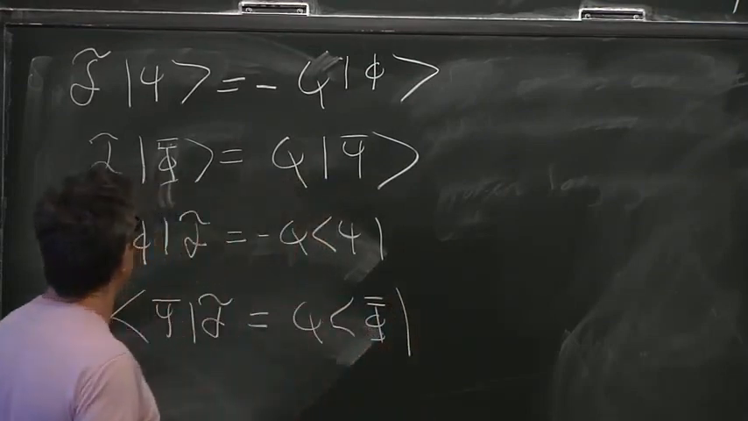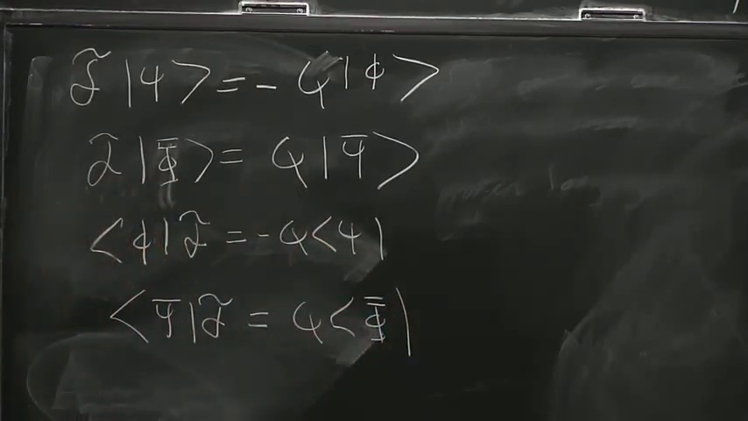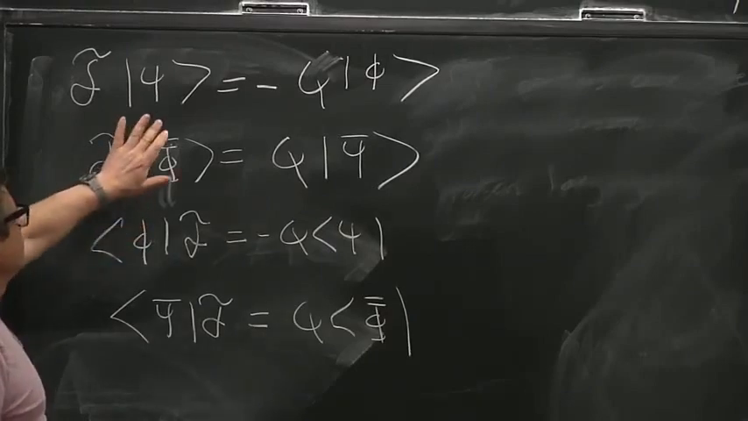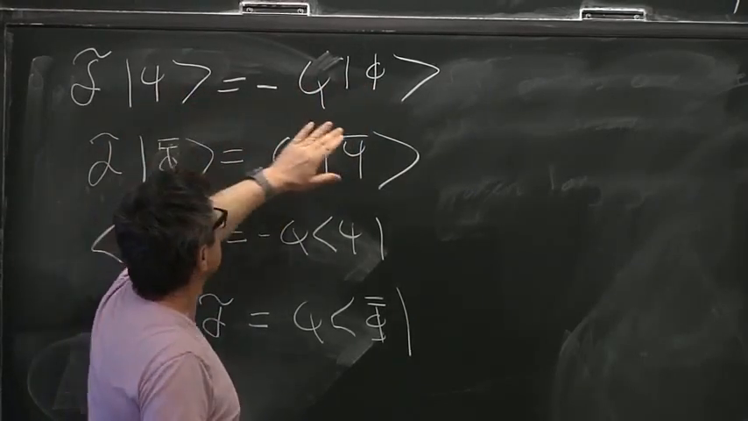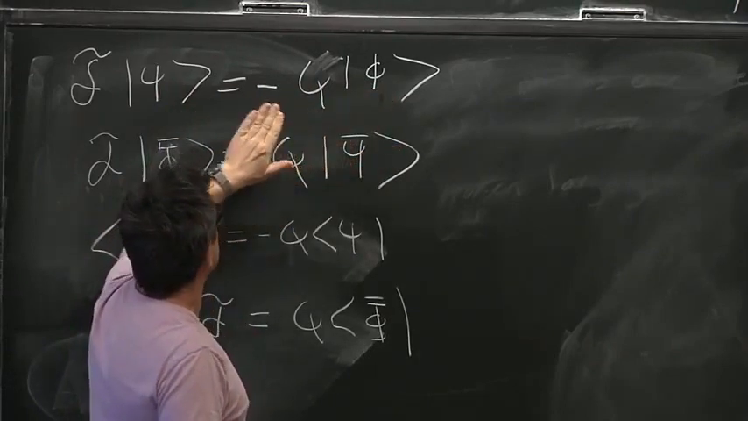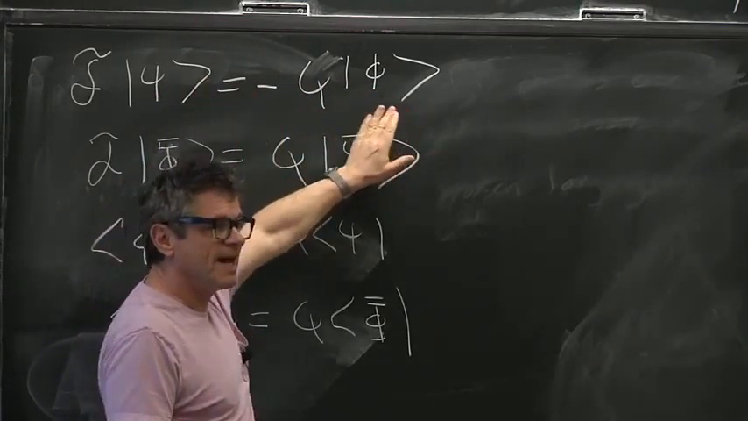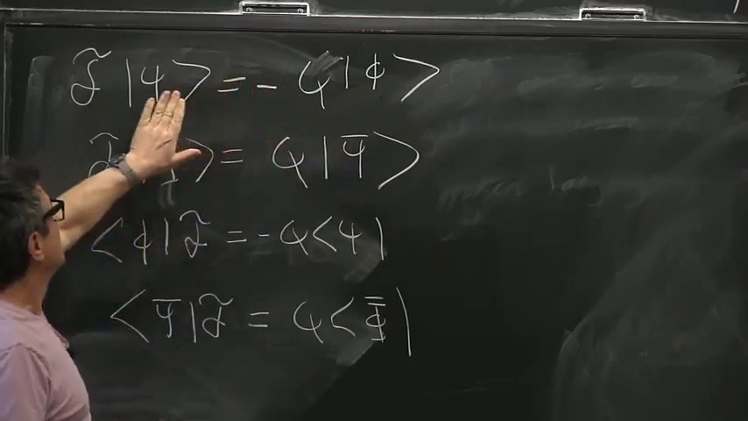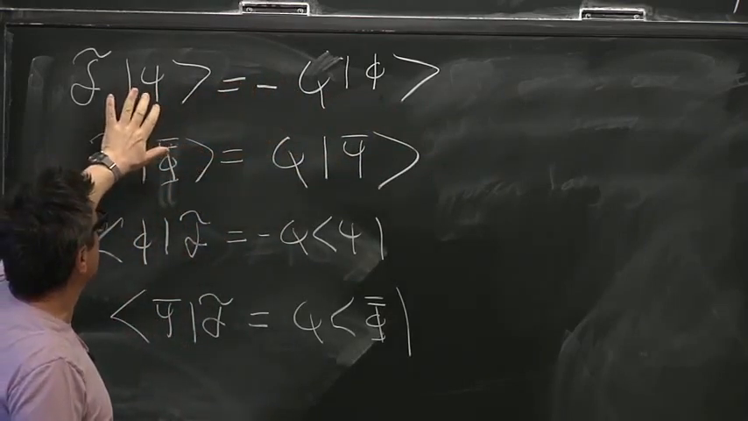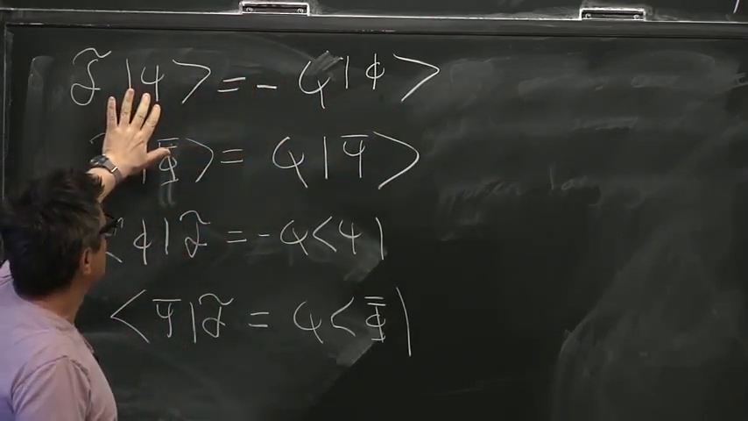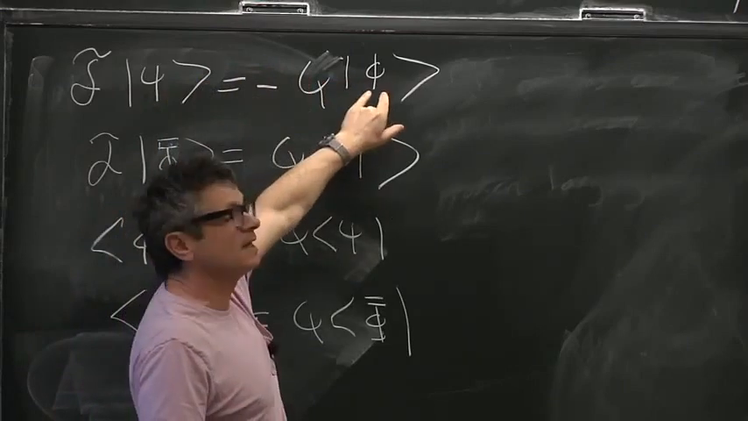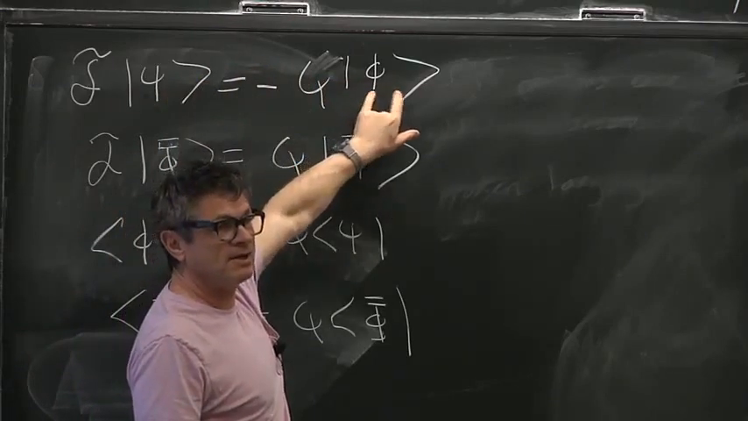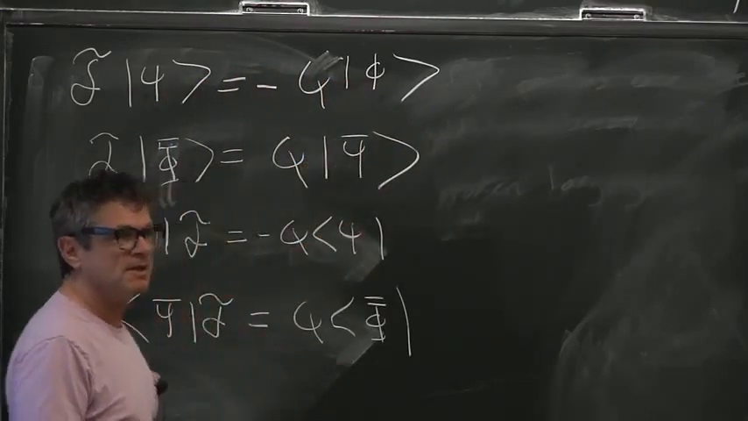All right, so let's discuss some properties. First of all, these things have the same momenta. So if we act on a fermion with one momentum, we get a single particle boson state with the same momentum.